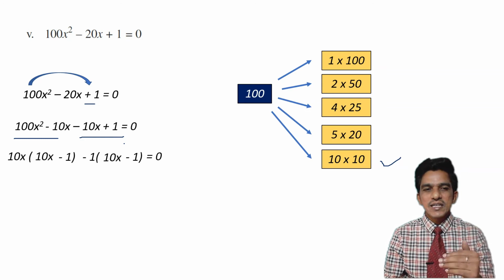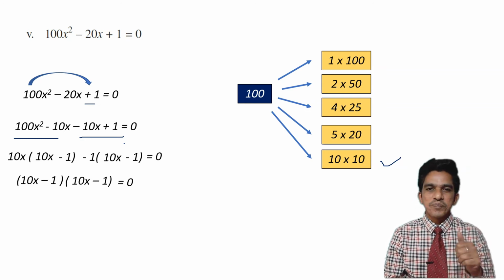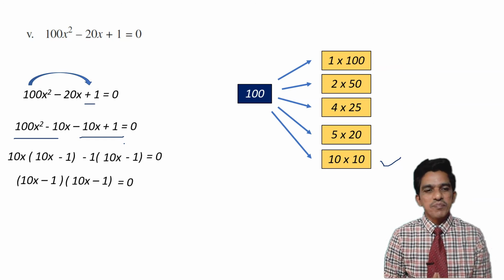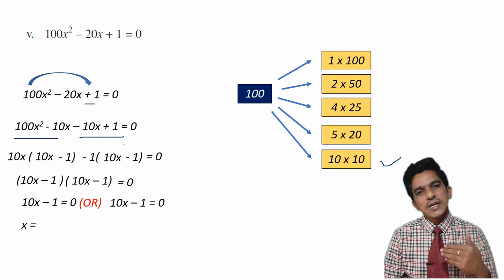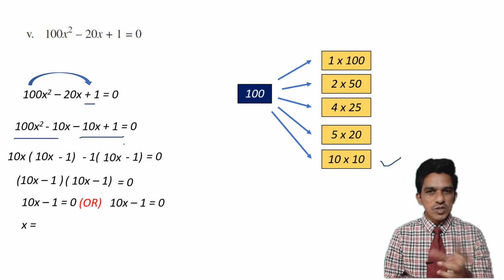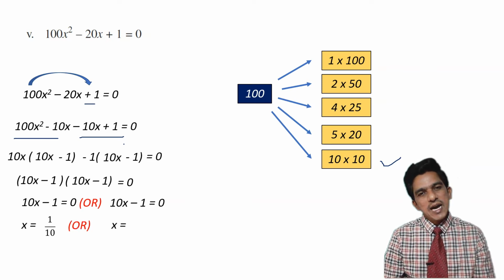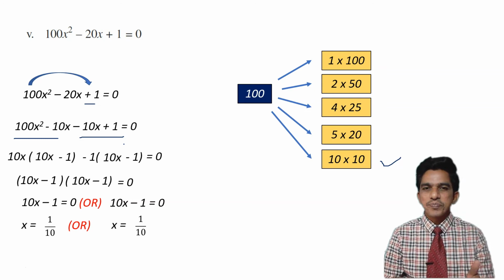So the common factor is 10x minus 1 and the other factor is also 10x minus 1. Actually గా 100x square minus 20x plus 1 ఇది కూడా ఒక perfect square. Now this means either 10x minus 1 is equal to 0 or 10x minus 1 is 0 because both the factors are equal. From this I can write x is equal to 1 by 10 or the other x is also 1 by 10. ఈ problem లో కూడా both the roots are equal.